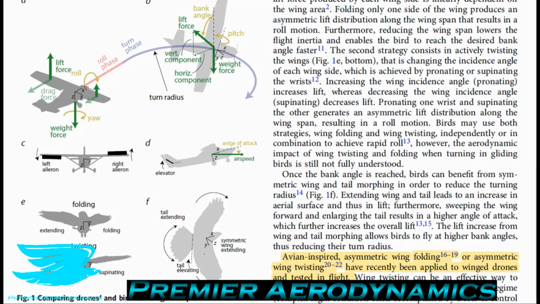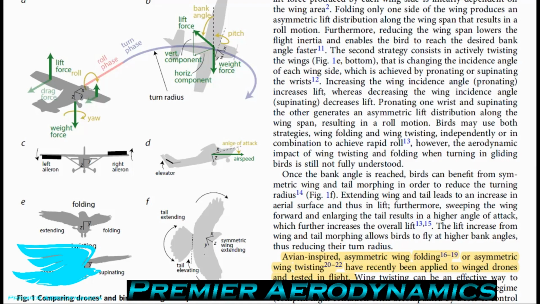And we also see this all the time. If you look at a pigeon landing, you'll almost always see the tail really fan out a lot as it's coming down to land. So extending the wing and tail leads to an increase in aerial surface and thus lift. Furthermore, sweeping the wing forward and enlarging the tail results in a higher angle of attack, which results in an overall increase in lift. The lift increase from wing and tail morphing allows birds to fly at high angles of attack and thus reducing their radius.